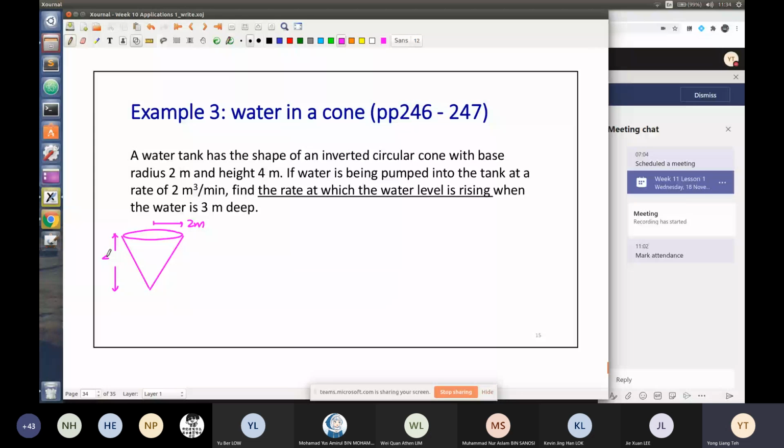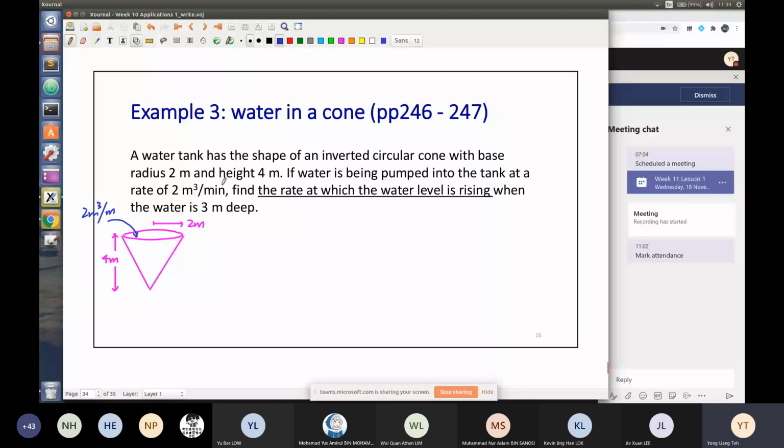And then water is being pumped into the tank at a rate of 2 meter cube per minute. So I have water going in at 2 meter cube per minute. Clearly this is a volumetric flow rate, because meter cube is your volume, and then per unit time, so volumetric flow rate.